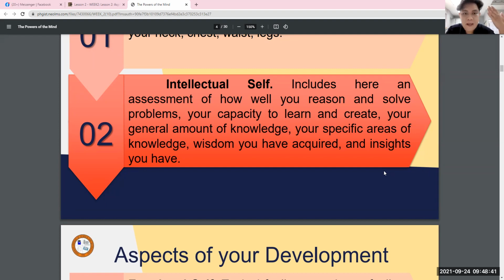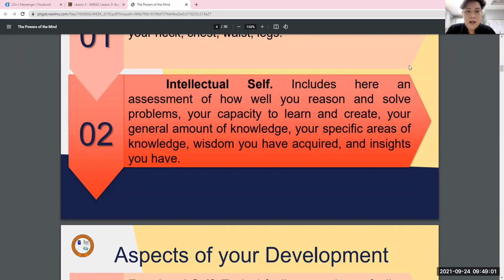So that is, it speaks about your intellectual self. Kung paano ka mag-isip, kung paano ka magsalita, kung paano mo naiintindihan yung mga dinidiscuss sa'yo, at kung paano mo ina-apply yung mga naiintindihan mong discussions or informations na ibinibigay sa'yo. Okay, let's speak about your intellectual self.